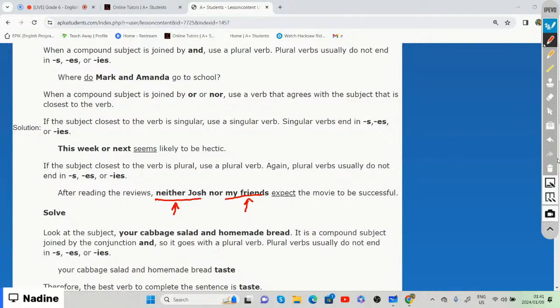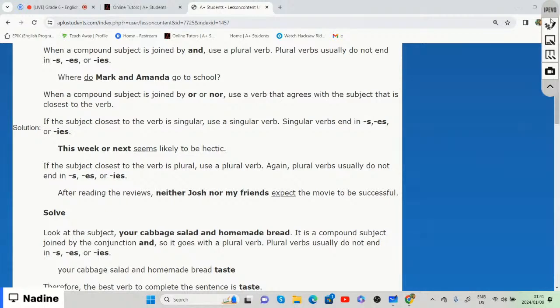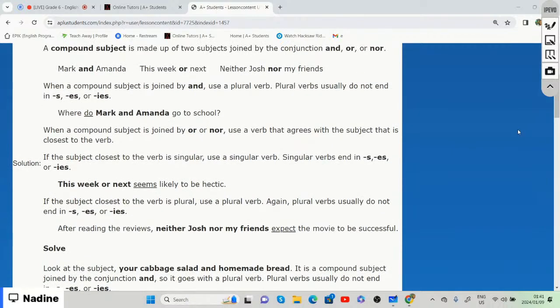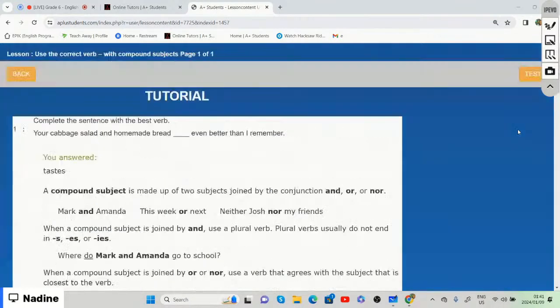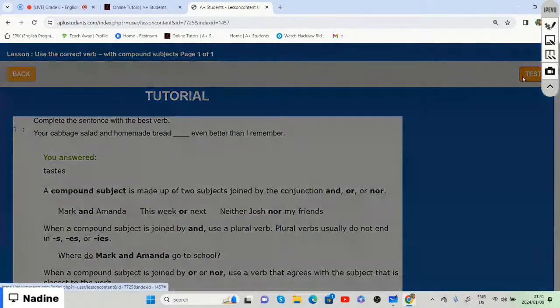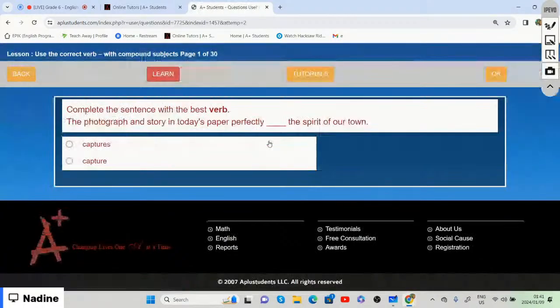All right, so now let's go to our test. We are going to use the correct verb with the compound subjects. And remember, whatever we don't finish together, you are going to complete the rest of the test on your own. All right, so we're going to complete the sentence with the best verb.